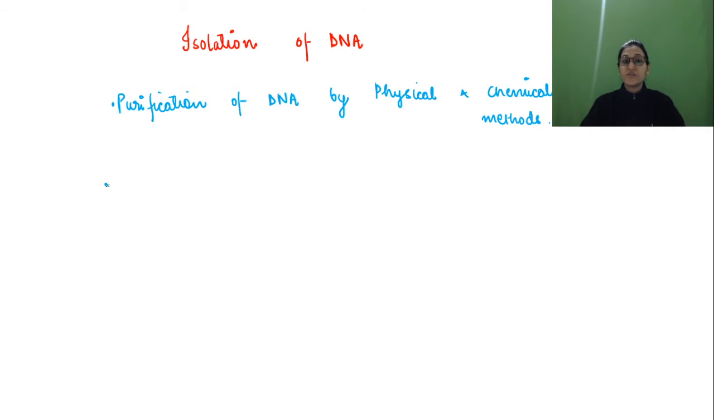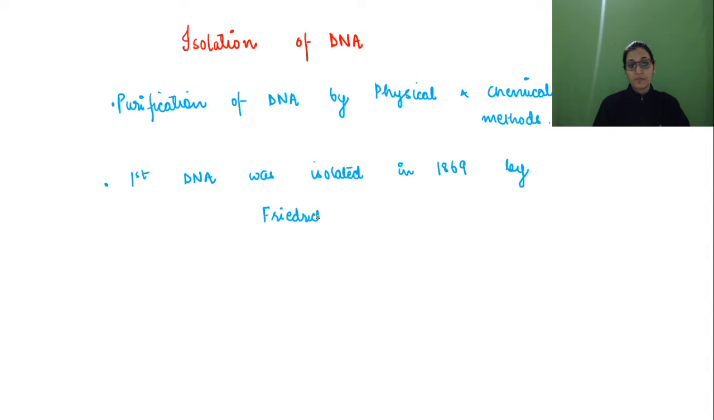After that, the first isolation of DNA was actually done in the year 1869 by Frederick Miescher. So the first isolation of DNA was done by Frederick Miescher. First DNA was isolated in 1869 by Frederick Miescher.